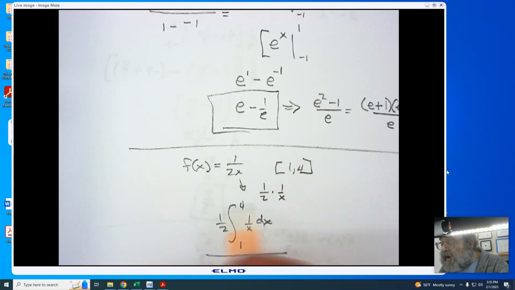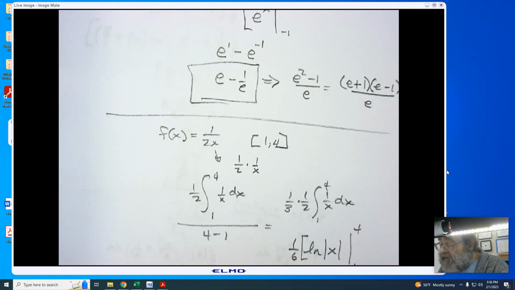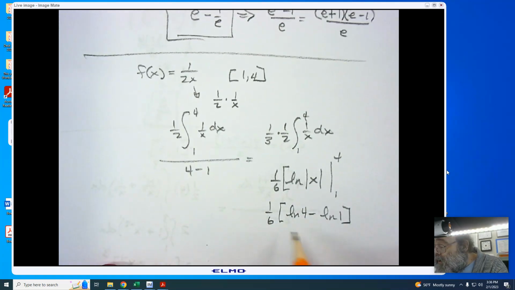This is our logarithmic rule here. I have 4 minus 1. 1/3 comes out in front of the 1/2. Integration 1 to 4, 1 over x dx. And I now use 1/6 natural log absolute value of x from 1 to 4. This is giving me 1/6 natural log of 4 minus the natural log of 1. And we know that the natural log of 1 is 0. And so my answer is 1/6 the natural log of 4.